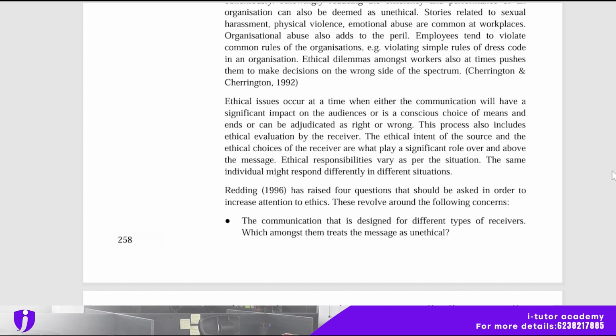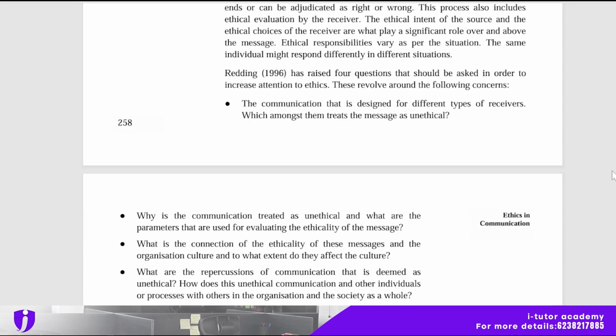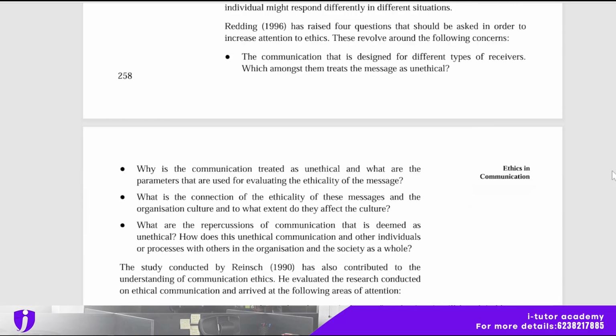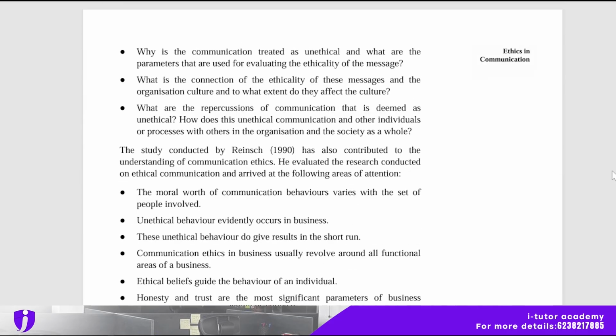Reading 1996 has raised four questions that should be asked in order to increase attention to ethics. These revolve around the following concerns: for communication that is designed for different types of receivers, which among them treats the message as unethical? Why is the communication treated as unethical, and what are the parameters that are used for evaluating the ethicality of the message? What is the connection of the ethicality of these messages and the organization culture, and to what extent do they affect the culture?